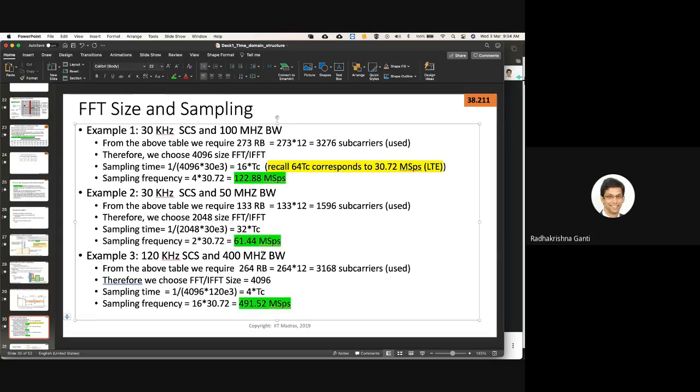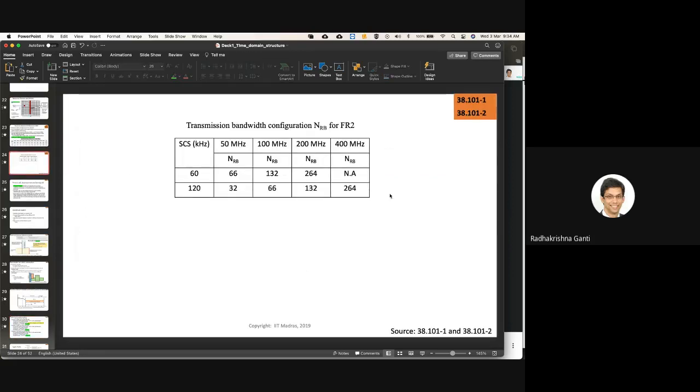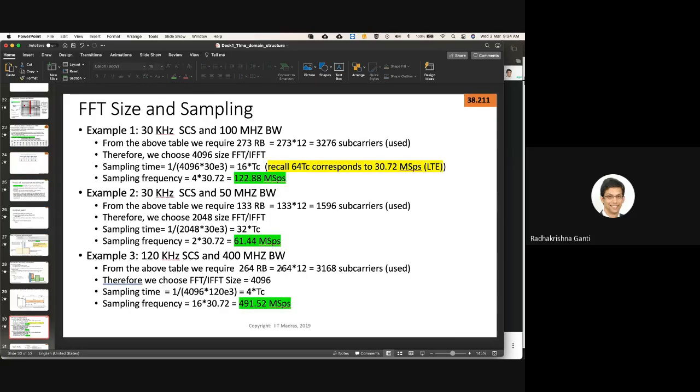Let us look at the millimeter wave system. We have 400 megahertz bandwidth and 120 kilohertz SCS, which is 264 PRBs. So 264 times 12 is 3168, and the closest FFT size is 4096. The sampling time is 1 by 4096 into 120 E3, which is 4 times TC. When you have 4 times TC, it is 491.52 megasamples per second.